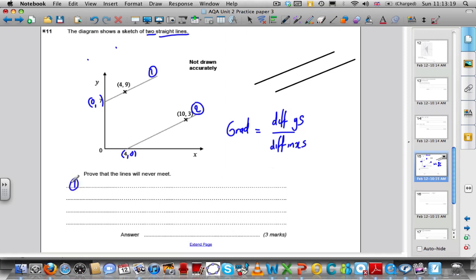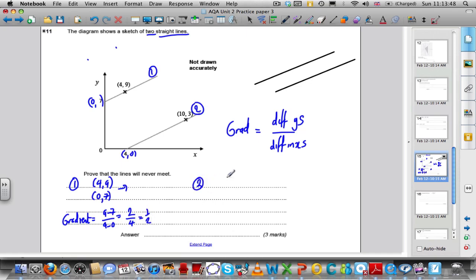So for line 1, we've got the coordinates 4, 9 and 0, 7. So the gradient is the y's taken away, 9 subtract 7, over 4 subtract 0. 9 subtract 7 is 2, 4 subtract 0 is 4, so you get a gradient of a half.